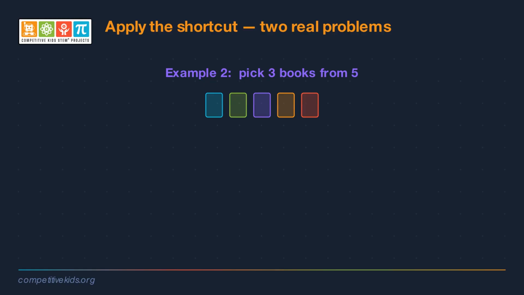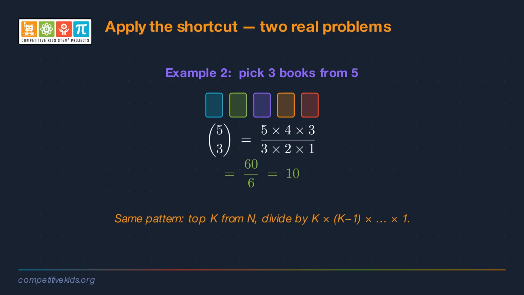Example 2. Pick 3 books from 5 on a shelf. That is 5 choose 3. Top 3 of 5. 5 times 4 times 3 equals 60. Divide by 3 times 2 times 1, which is 6. 60 divided by 6 equals 10. So there are 10 ways to pack 3 books.